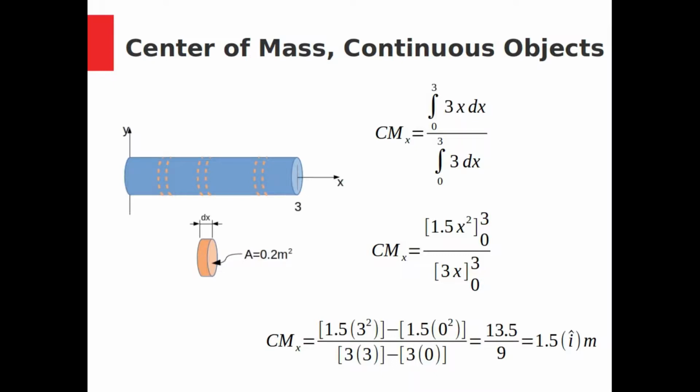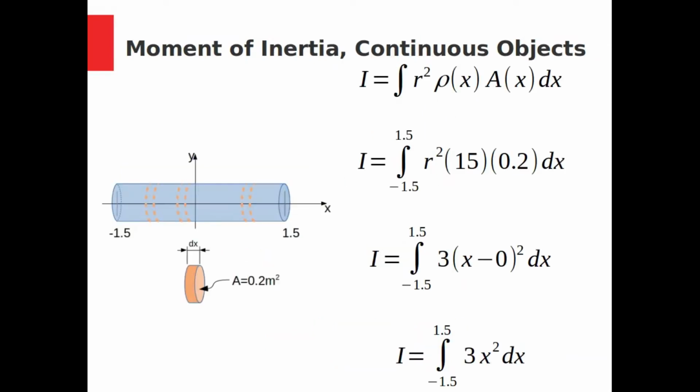Before we go any further, I just want to point out that the denominator of this fraction gives you the mass of the rod. To solve for the moment of inertia for a continuous object, we need to solve this formula. The book explains it slightly differently, but this way is a little bit simpler.